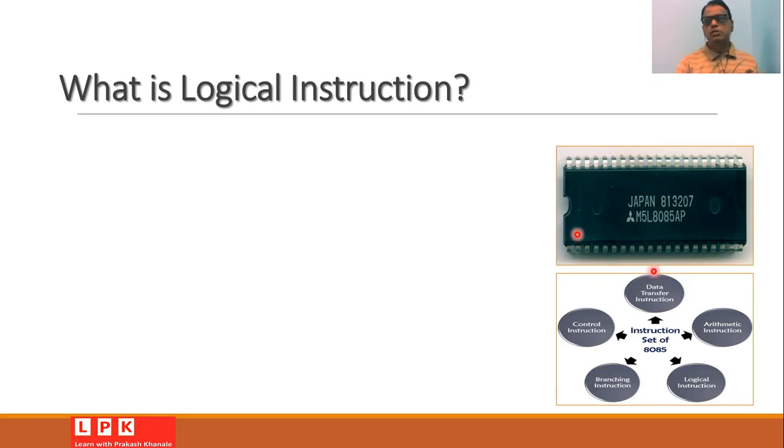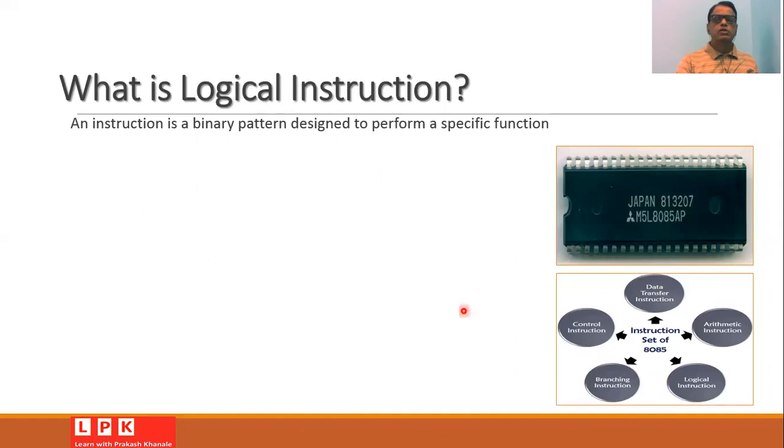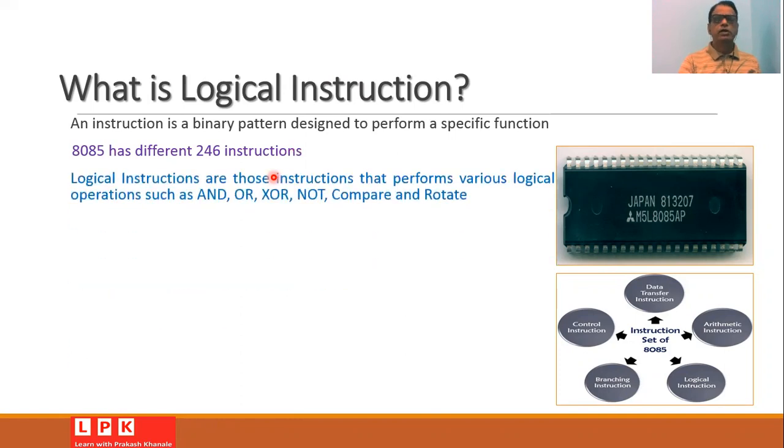We know that the instructions can be classified into different categories, such as data transfer instructions, arithmetic instructions, logical instructions, branching instructions, and control instructions. In logical instructions, we can perform logical operations. An instruction is a kind of binary pattern, designed in such a way that whenever it is fed to the microprocessor, it will perform a specific job or function. There are different instructions available for the microprocessor 8085.